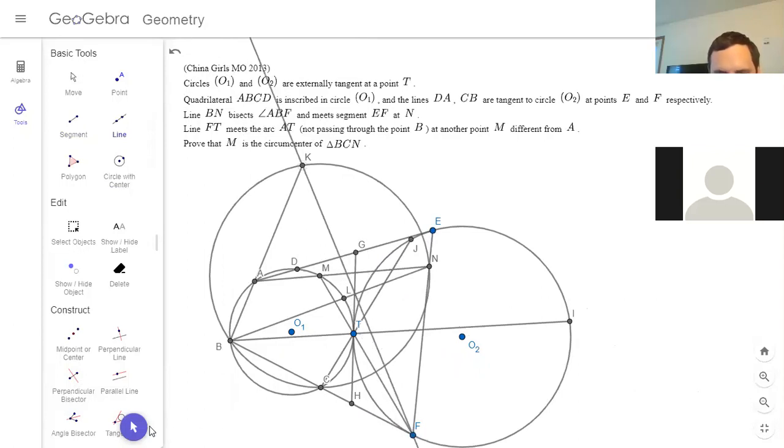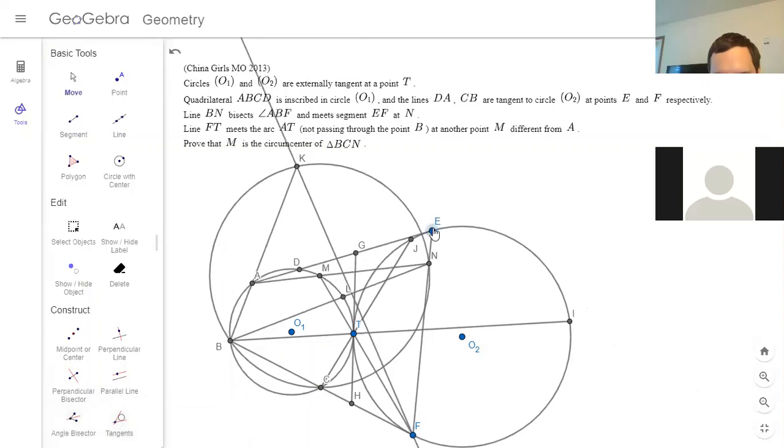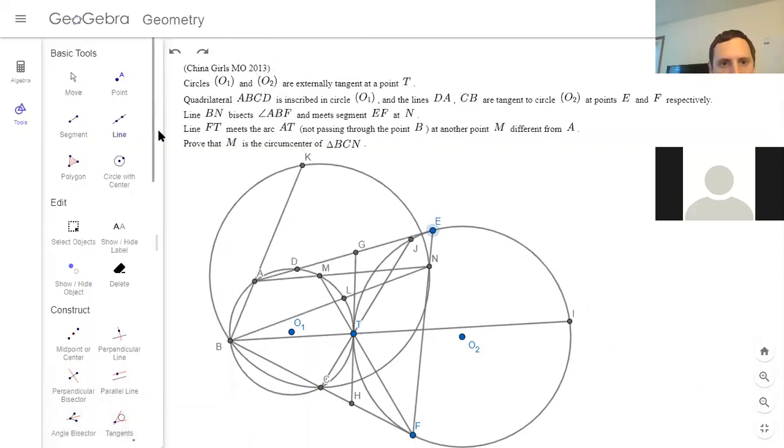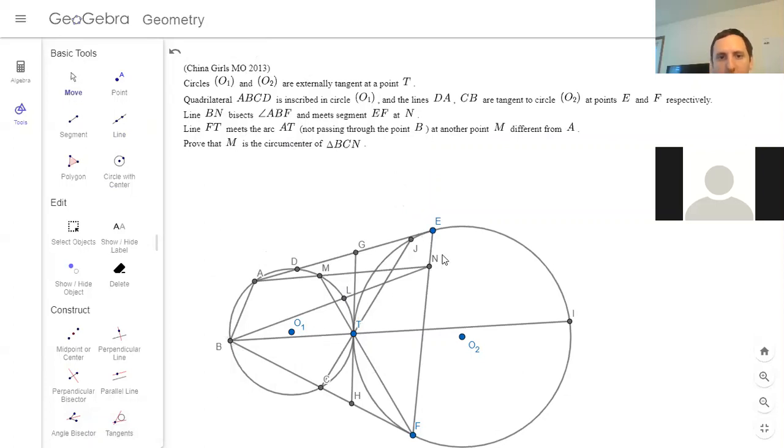Maybe, I don't think those are concurrent, but let me check. Yeah, I was hoping. Yeah, I don't see anything special about this point K. Maybe I should delete it. But yeah, and then I don't know how to use this angle bisector thing.